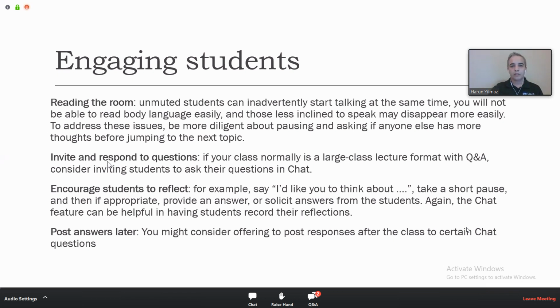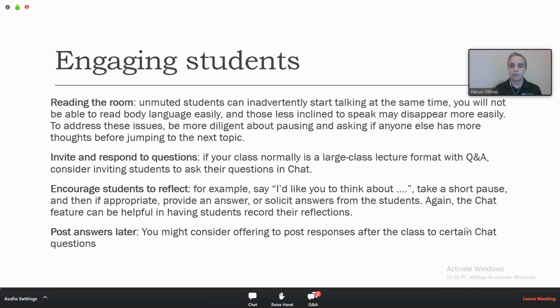And invite and respond to students. If your class is a large class lecture format with question and answer, consider inviting students to ask their question in chat. Based on what kind of platform you are using, you need to take advantage of those features when you use the teleconference or live sessions.